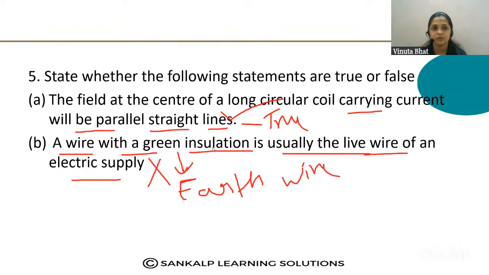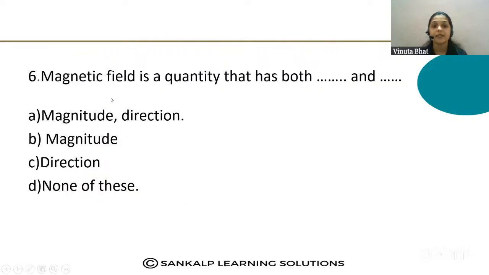Next question. Magnetic field is a quantity that has both dash and dash. A. Magnitude and direction. B. Only magnitude. C. Direction. Option D. None of this. Here, the magnetic field is a quantity which has both magnitude and direction. Okay, option A is the correct answer.